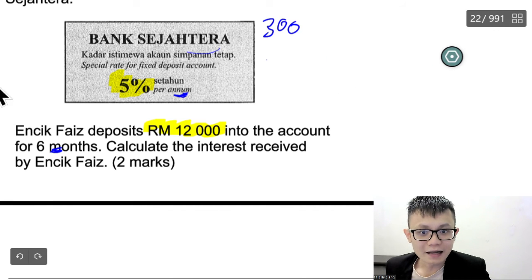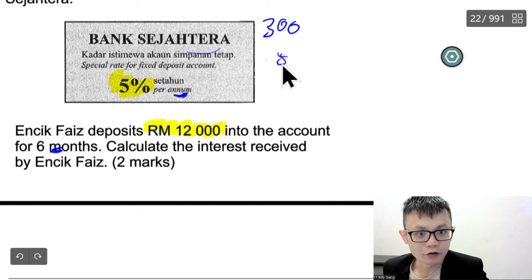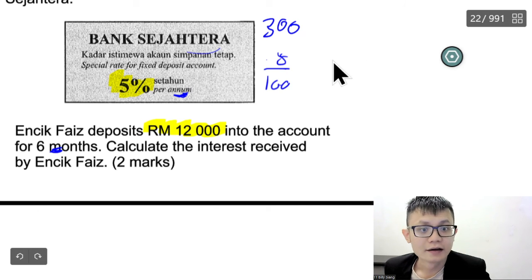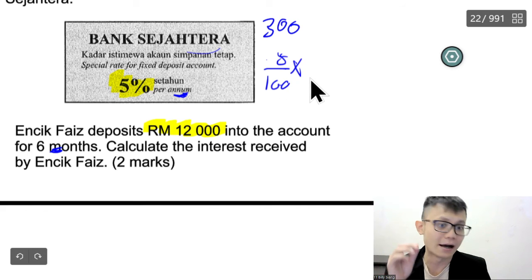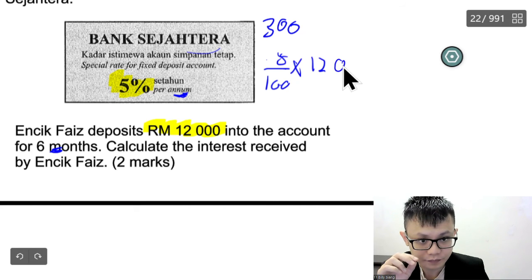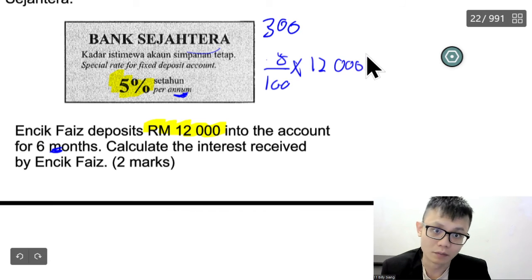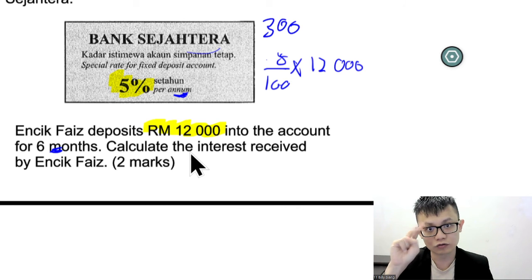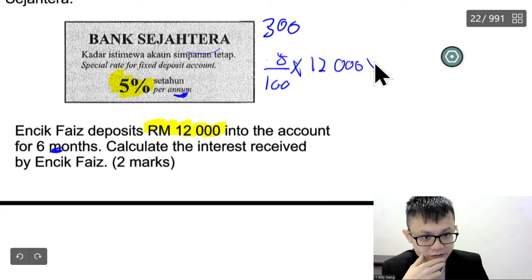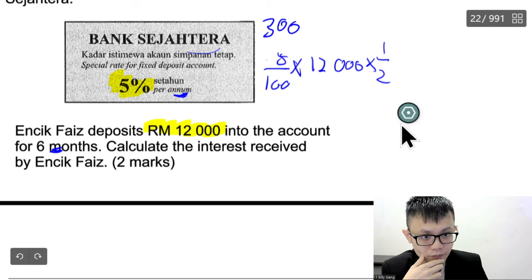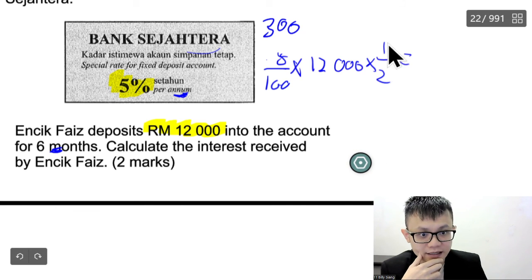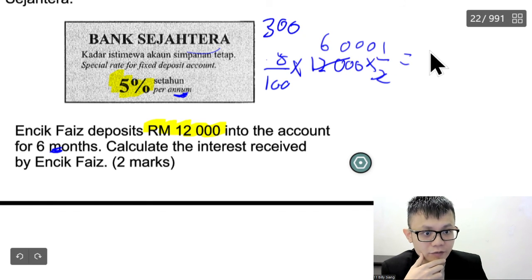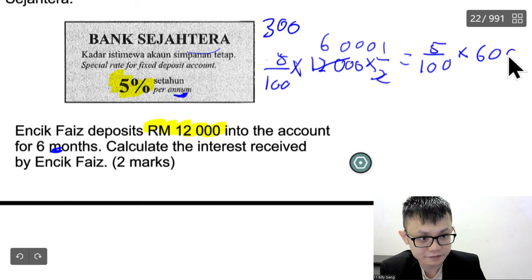Okay, 5%. So 5% is actually 5 over 100, correct or not? 5 over 100 times the amount, which is actually 12,000, divided by 2, because this one is per year. He only put for 6 months. So 1 year has two 6 months. So I need to divide by 2. I times 1 over 2. Then you should be able to get the answer. I do this part first. So I cut this one, I get 6,000. So it'll be 5 over 100 times 6,000. Correct or not?